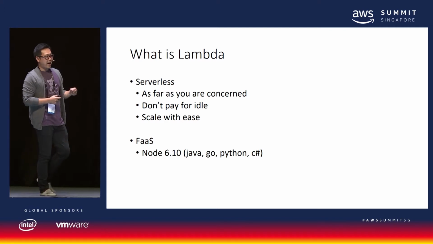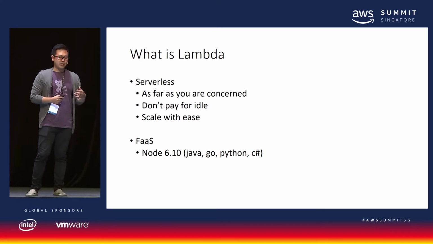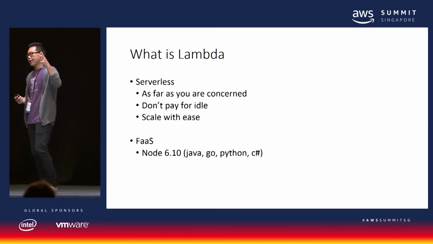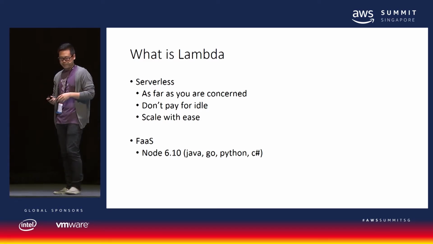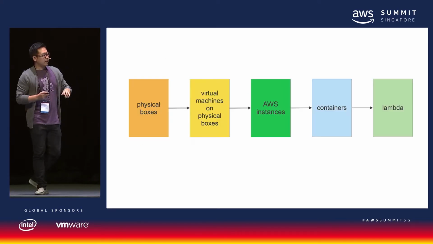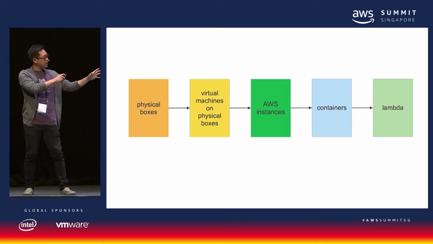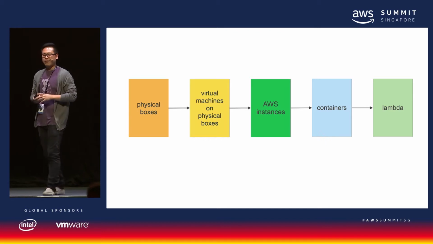So what is Lambda actually? Well, Lambda itself is a function as a service. So with that, you can write these functions with Node, Java, Go, Python, C#, all of those. Okay, so I'd like to show this chart right here because it kind of shows where we were, and it takes us all the way to where we are now.